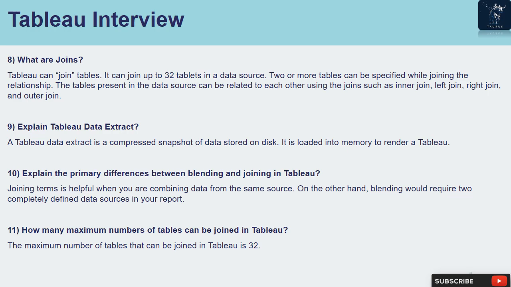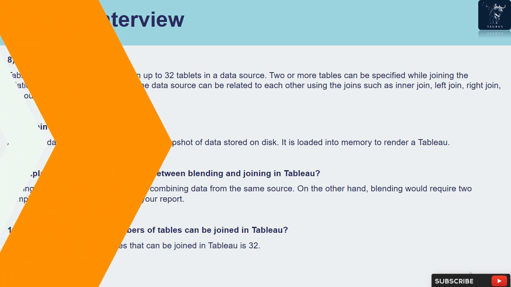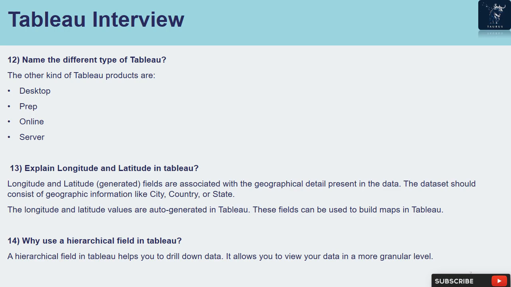11. How many maximum numbers of tables can be joined in Tableau? The maximum number of tables that can be joined in Tableau is 32. 12. Name the different types of Tableau. The different kinds of Tableau products are Desktop, Prep, Online, Server.